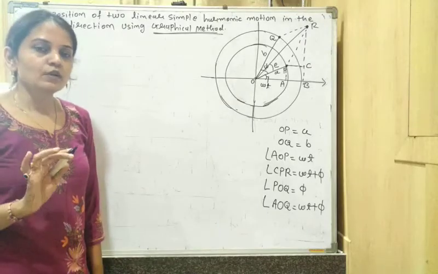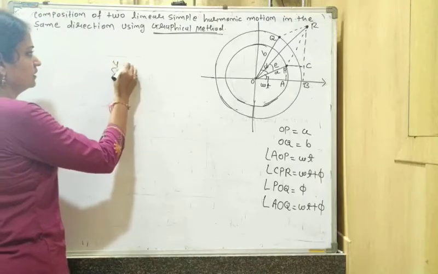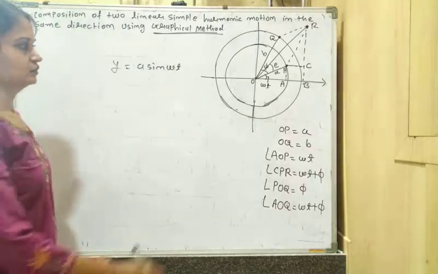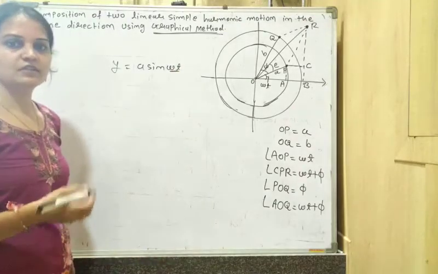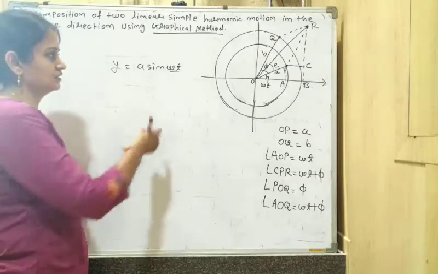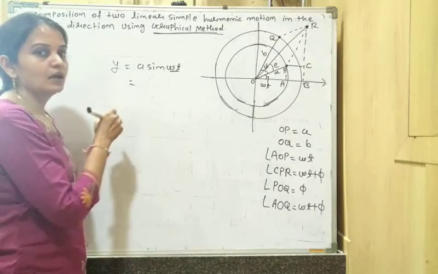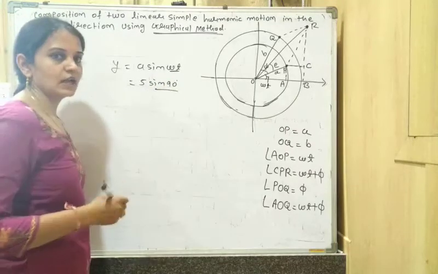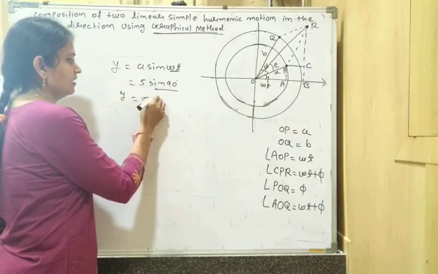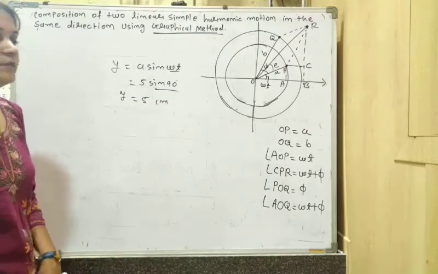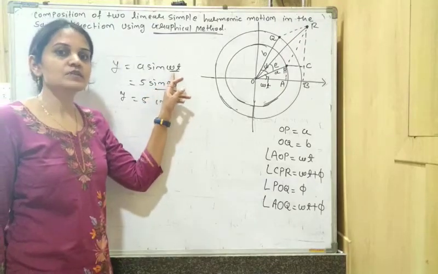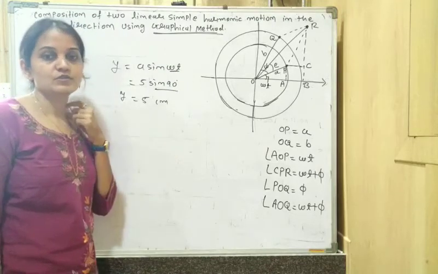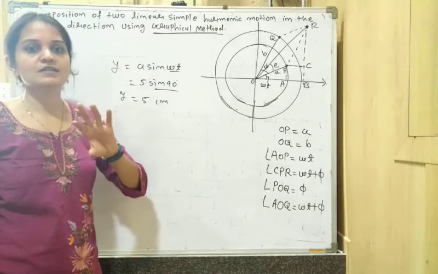So you know what linear motion is. If we consider y is equal to a sin omega t, and suppose the value of theta is 90 and our amplitude is 5 centimeter, then it is 5 sin 90. So sin 90 is 1, so y is equal to 5 centimeter. So from the angular motion, or from the simple harmonic motion, we are calculating the linear displacement of the particle.